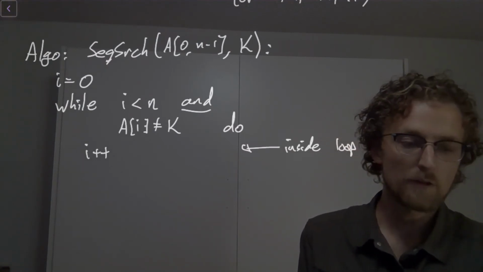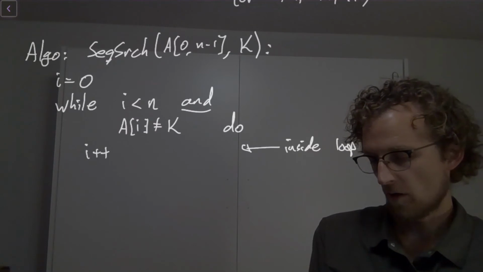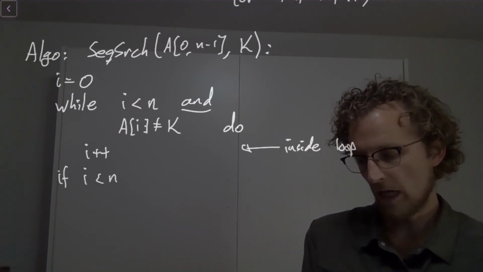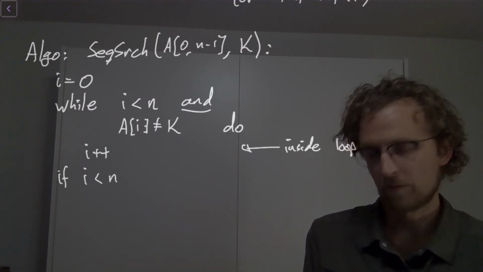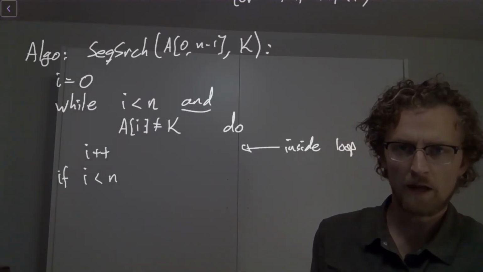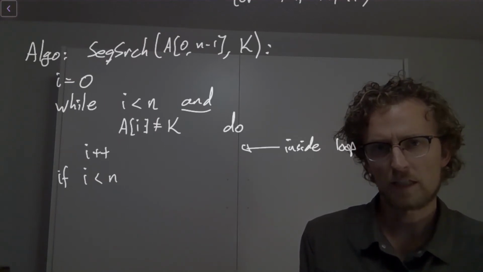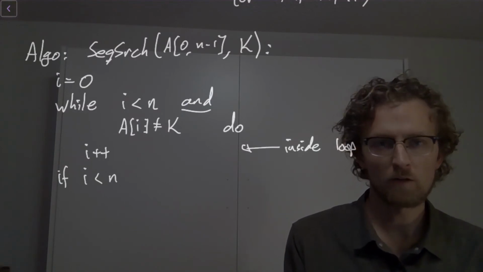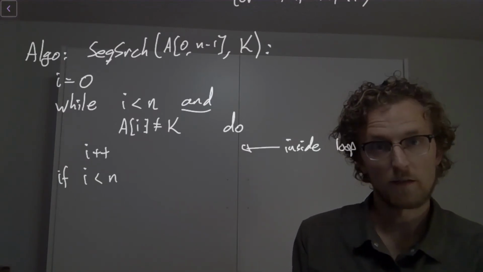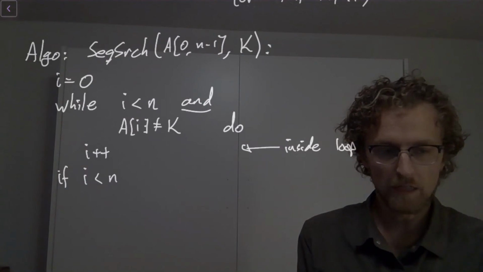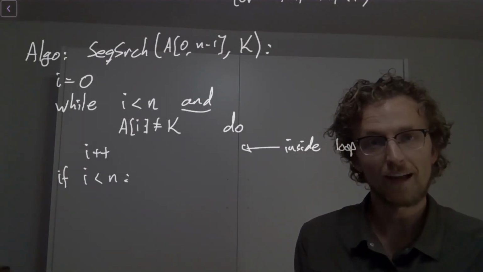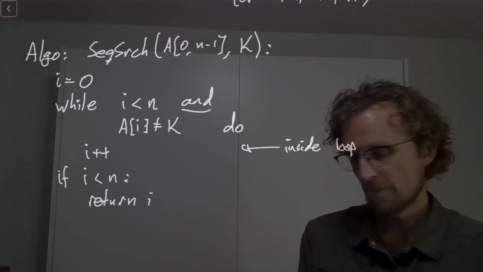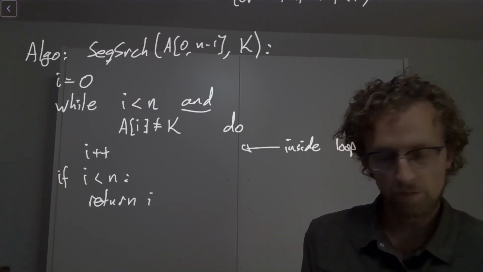So after this loop finishes, I say if i is less than n, which can only happen if this element was found, if k was found somewhere in the array. Because that's the only way this loop can break, other than i being equal to n, is if the element is found. So if the element is found, what do I do? Well, I return the index, the place where this loop stopped. So return i. Otherwise, I'll return -1.